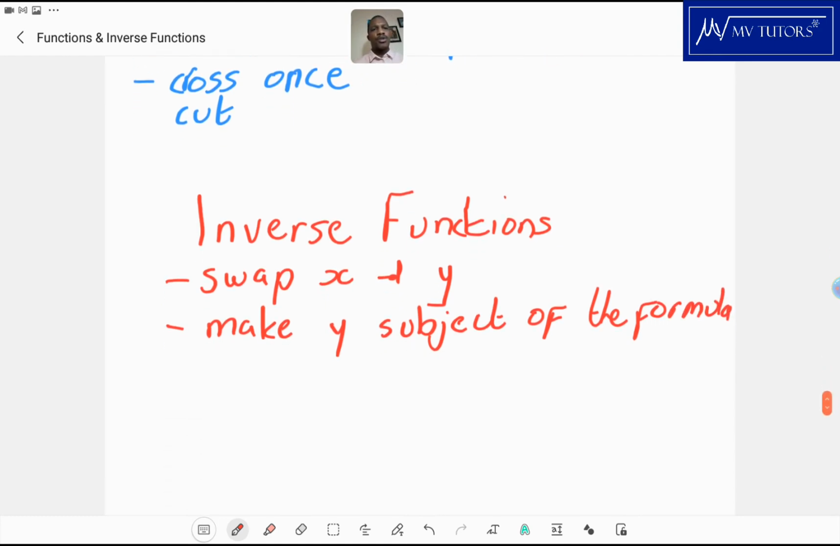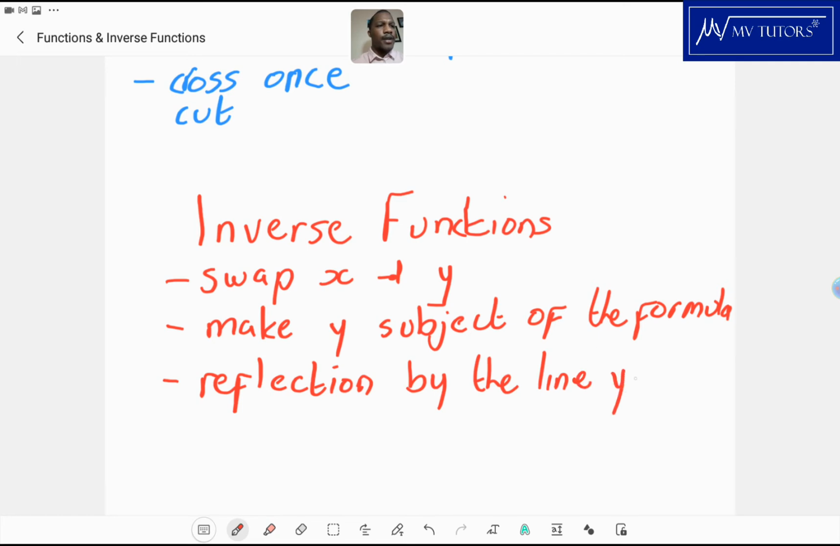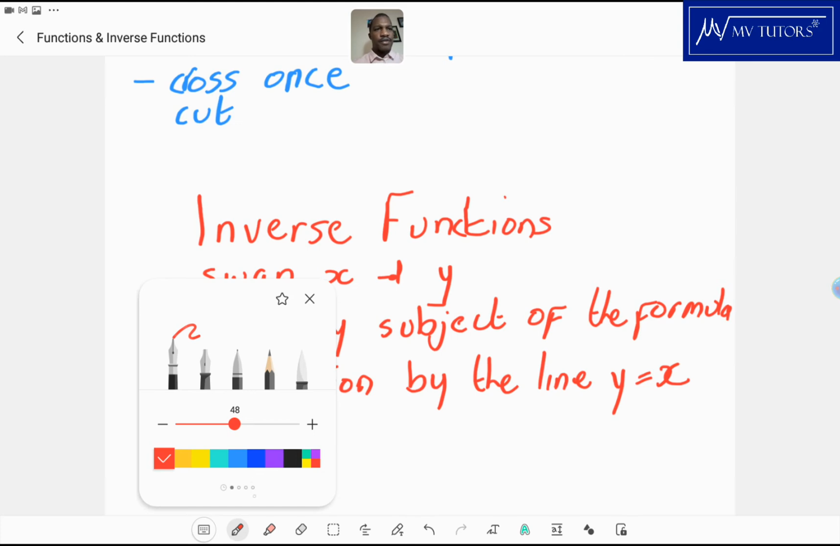Okay. Also, what you need to know about inverse is that an inverse is actually a reflection by the line y equals x. Okay, so let's just go ahead and do those. We'll need to use a different color, so I'm thinking let's use orange. Okay, and let's use an orange pencil.